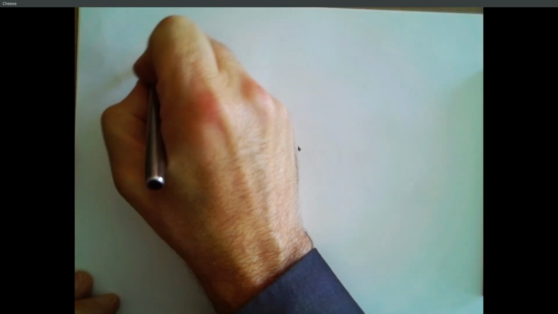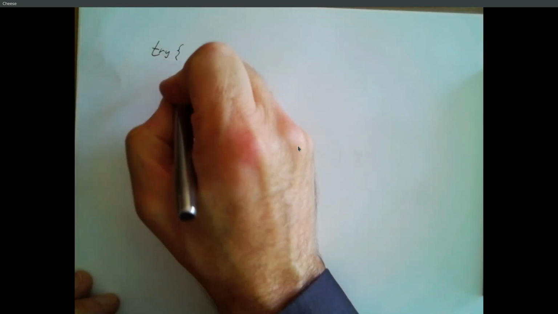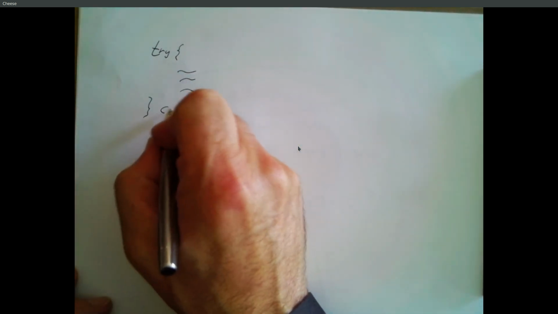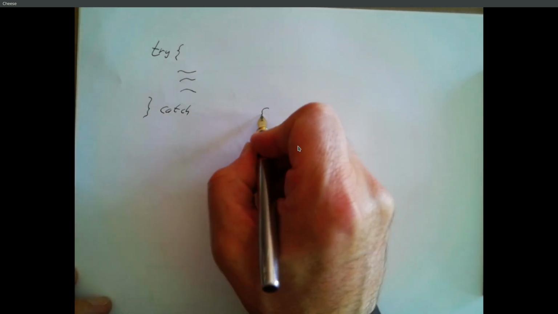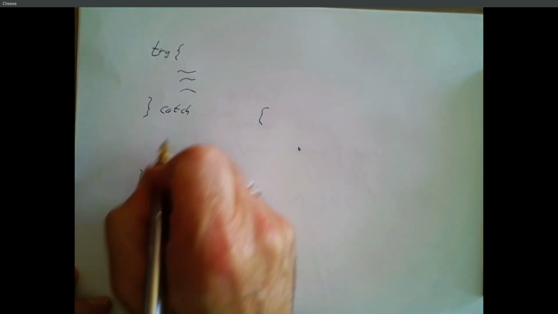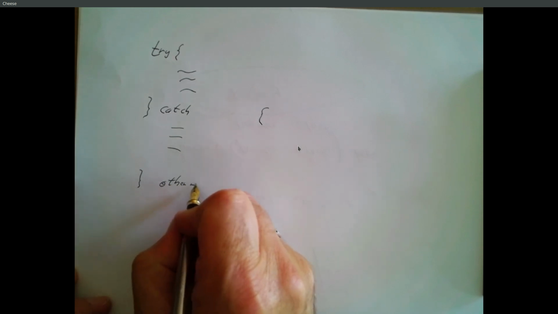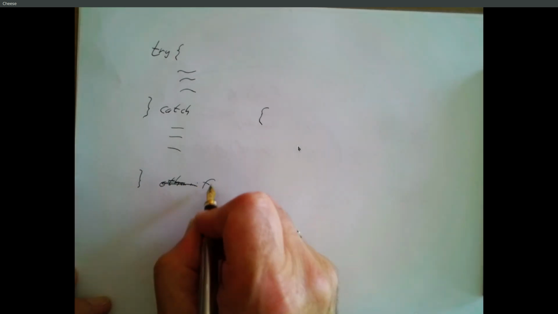try, and then some statements that you want to execute. Catch, some statements to execute if an error occurs, and then otherwise, or finally.